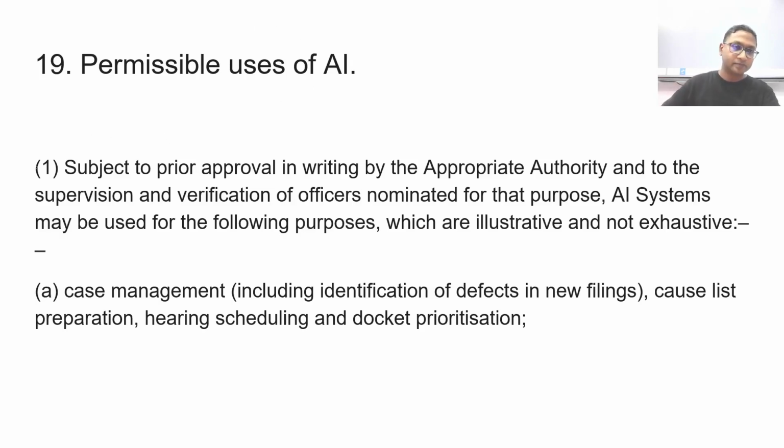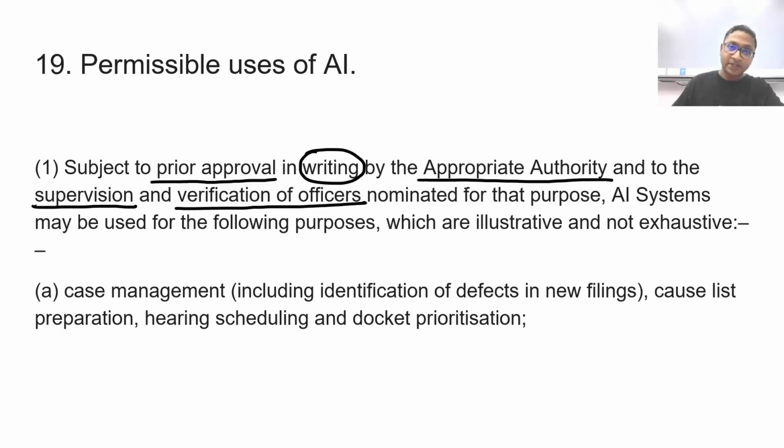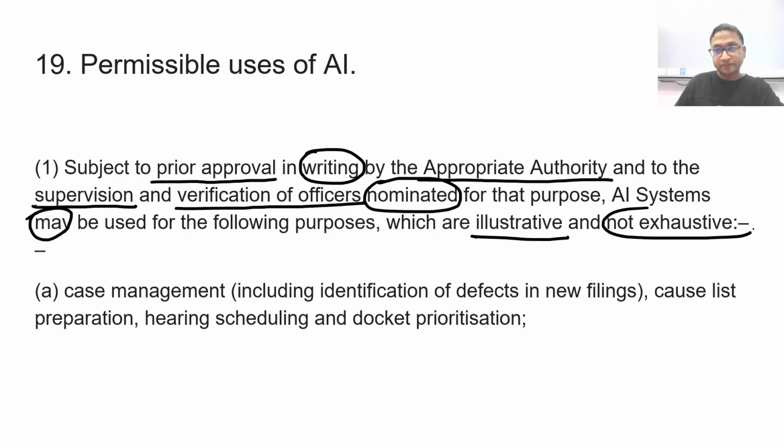Now, permissible uses of AI. Clause 1 states: subject to prior approval in writing by the appropriate authority, and to the supervision and verification of officers nominated for that purpose, AI systems may be used for the following purposes, which are illustrative and not exhaustive.